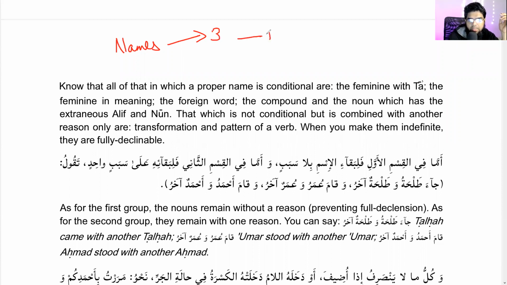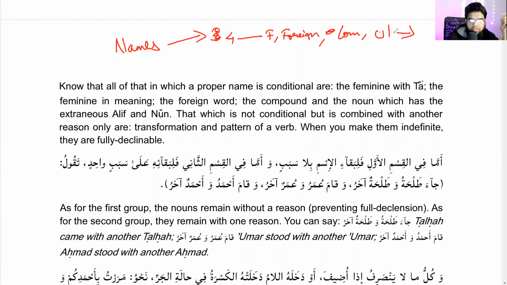Which one is this? Feminine, and then foreign, right? Which have foreign names, and then compound. Yeah, four of them. Sorry, I said three. Four. Foreign names, compound names, and then alif and noon, which have alif and noon. This is one group: feminine, foreign, compound.